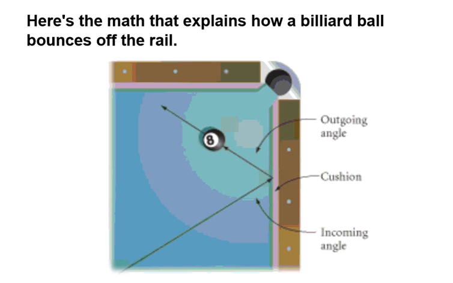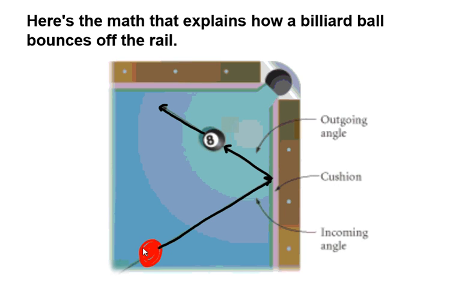Here's the math that explains how a billiard ball bounces off the rail. So imagine your cue ball is down here, and the path that your cue ball is hit is in this direction. The cue ball bounces off of the rail and strikes the 8-ball, forcing the 8-ball in that direction.